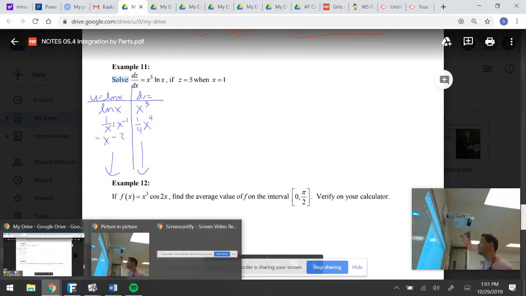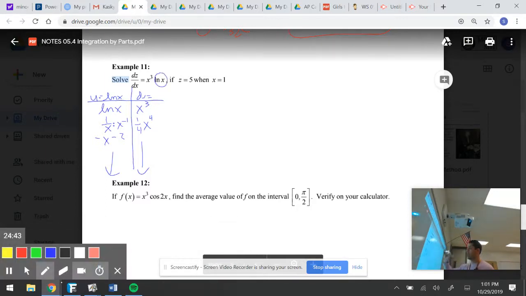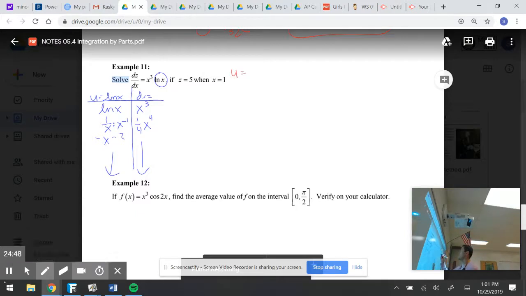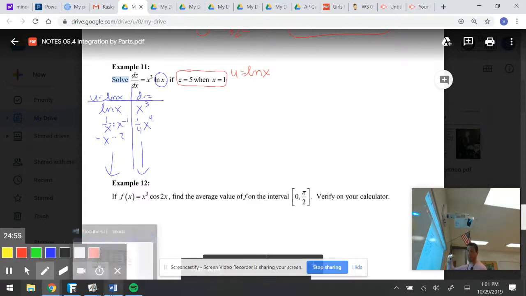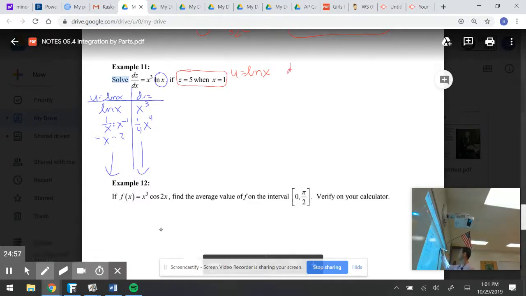So the only way to do this problem, and your hint is because it has a natural log in it, is by doing integration by parts. So what's integration by parts then? Well, u is equal to the natural log of x. They give me some initial value stuff. That just means when a C comes up, I'm going to find that, right, class? And that means dv is equal to x to the third dx.